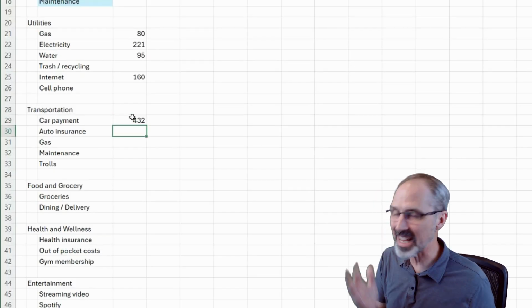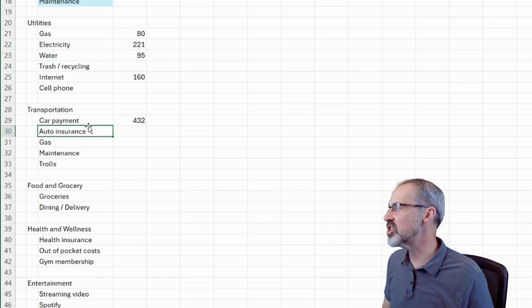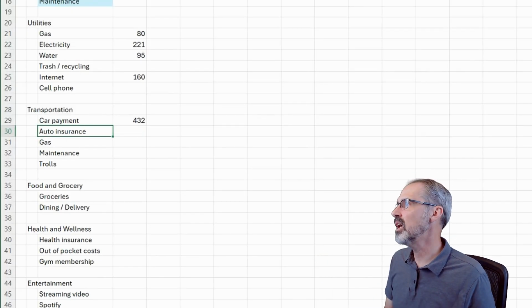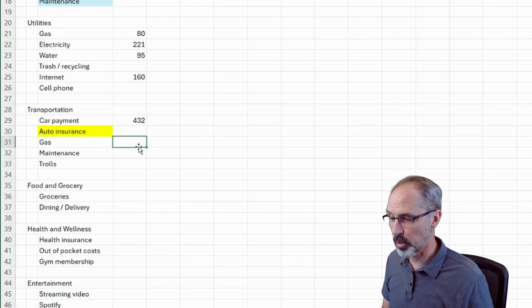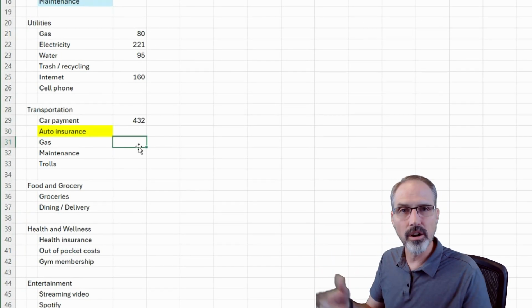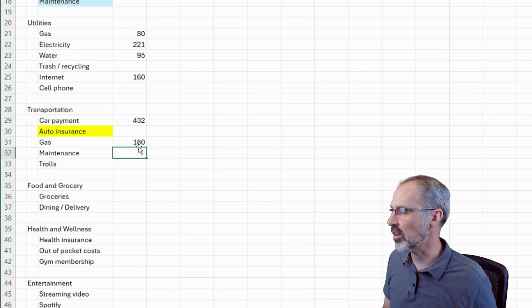And auto insurance, again, is something that they pay twice a year. So it's not coming up in September, but it does come up. So we're going to highlight that just so that we know we're going to have to come back and put that in at some point. Gas, their commute is fairly regular. They run about $180 a month.